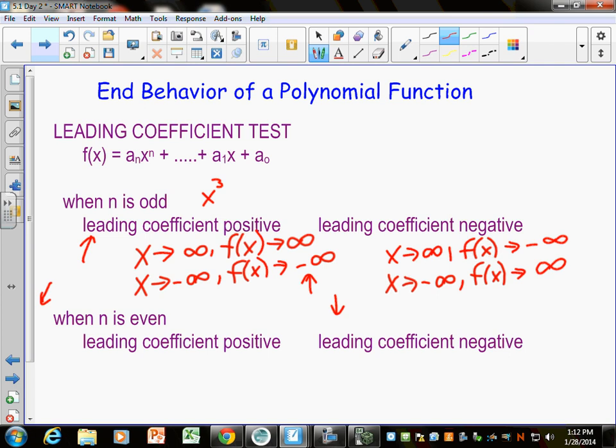Or I always remember that odd, it's like disco. And it never gets old. That would be like negative x to the third power. Yes.